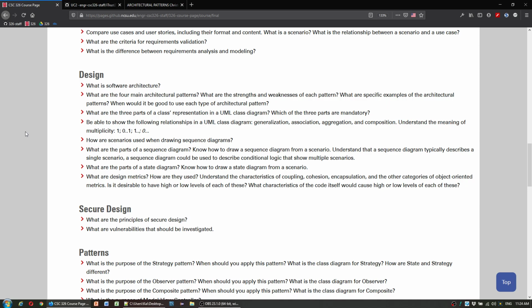All right. So those are the big architecture patterns that we have looked at, and a brief description of each one.